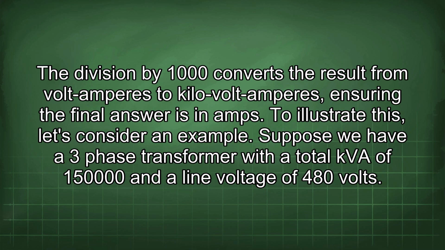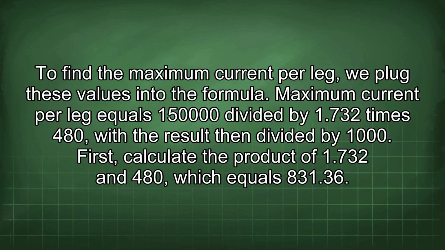To illustrate this, let's consider an example. Suppose we have a three-phase transformer with a total kVA of 150,000 and a line voltage of 480 volts. To find the maximum current per leg, we plug these values into the formula. Maximum current per leg equals 150,000 divided by 1.732 times 480, with the result then divided by 1000.